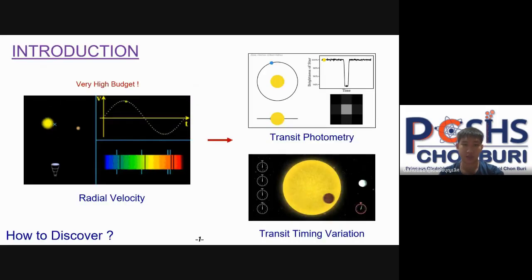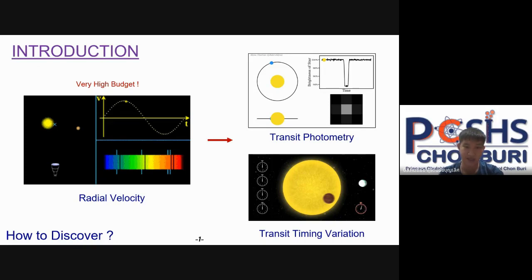Due to the limit of astronomical resources, most astronomers decide to use high-efficiency ground telescopes for observation. Therefore, one of the methods to detect exoplanets with such a high budget is radiography. Normally, we will use transit photometry to check first.